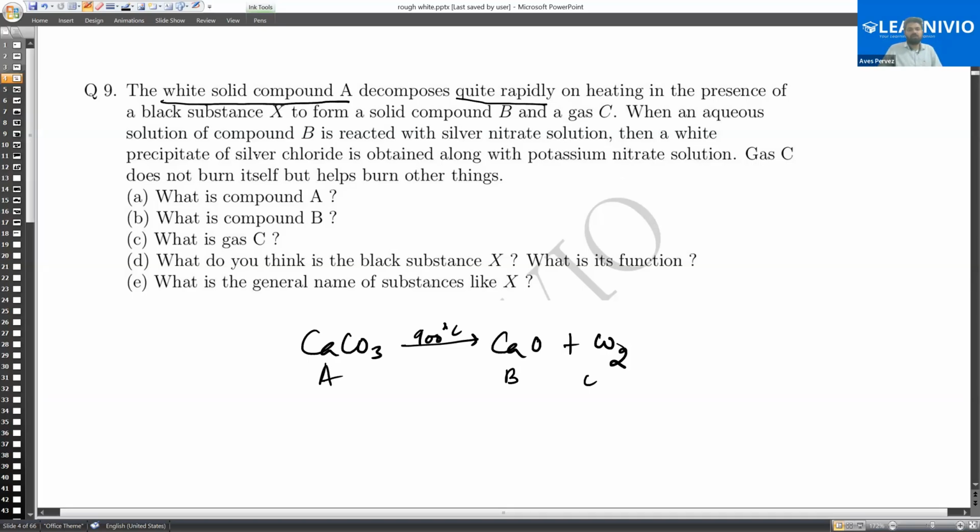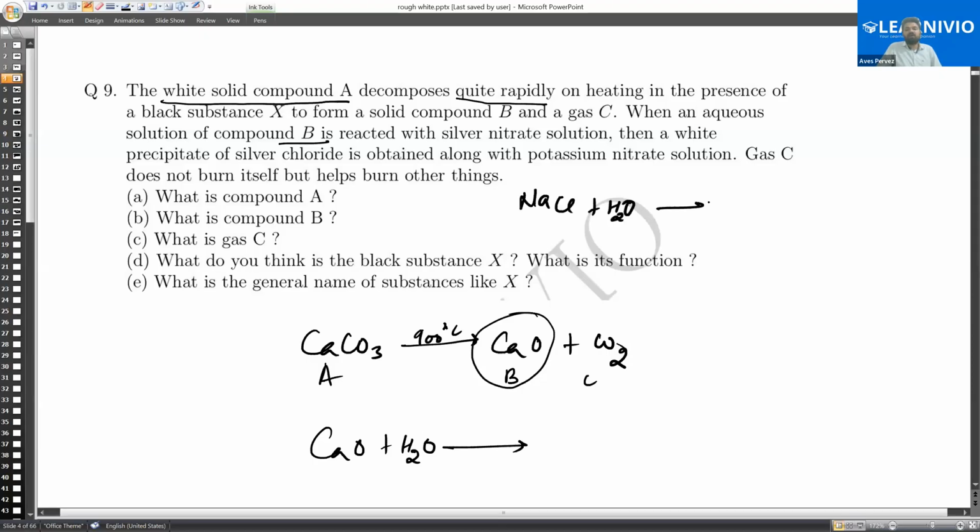an aqueous solution of compound B. So what is the aqueous solution of compound B? B is this one. But you know that CaO, when it reacts with water, does not form an aqueous solution. Aqueous solution means, for example, if you add NaCl to water, it will still remain NaCl in aqueous form, meaning it will get dissociated into Na positive and Cl minus. It is not doing any reaction with water. That is called an aqueous solution. But if you add CaO to water, it will give you calcium hydroxide and a large amount of heat is produced. It cannot form an aqueous solution.